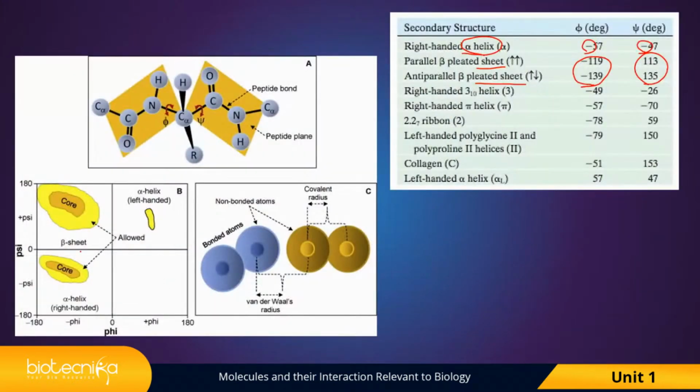So this is your Ramachandran plot. See, over here in this quadrant, beta sheets are allowed. In this quadrant, alpha helix is allowed. In this quadrant, left-handed alpha helix is allowed. So you have your alpha helix over here if you have negative phi and negative psi.